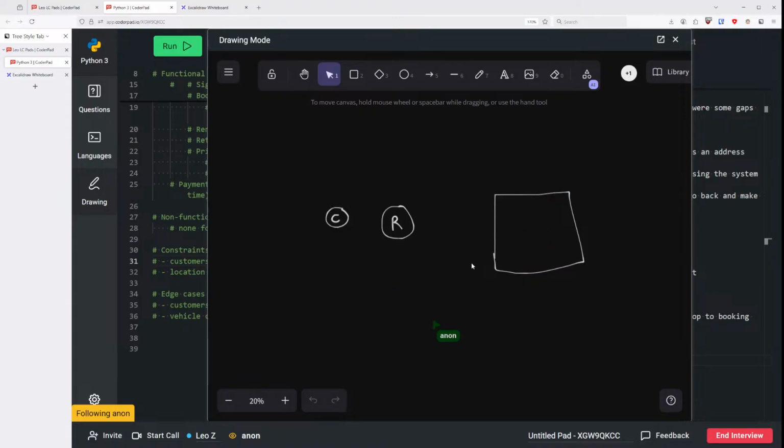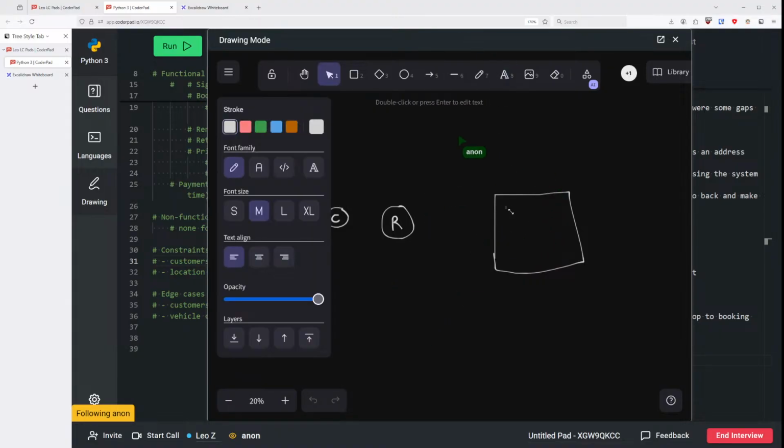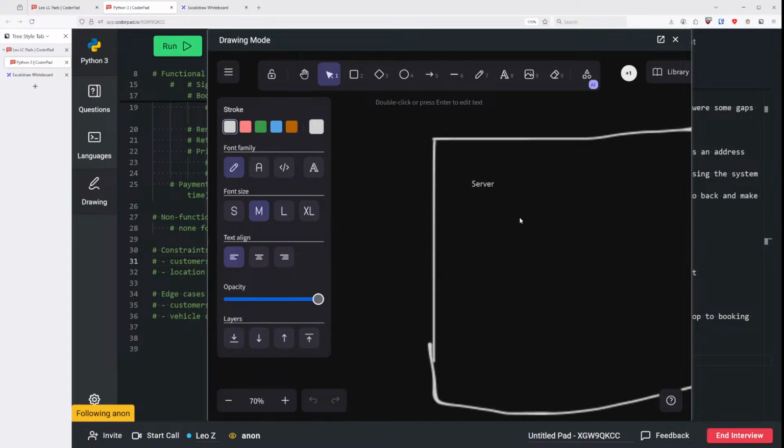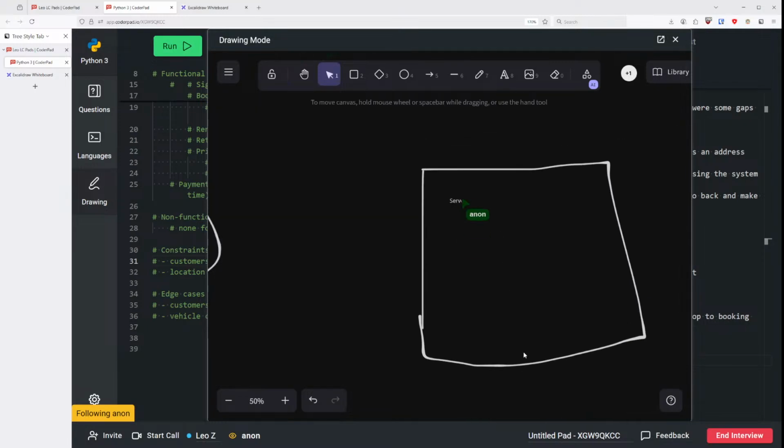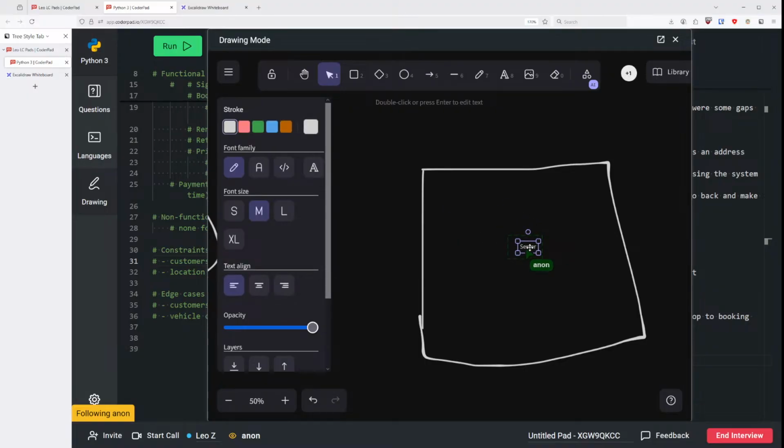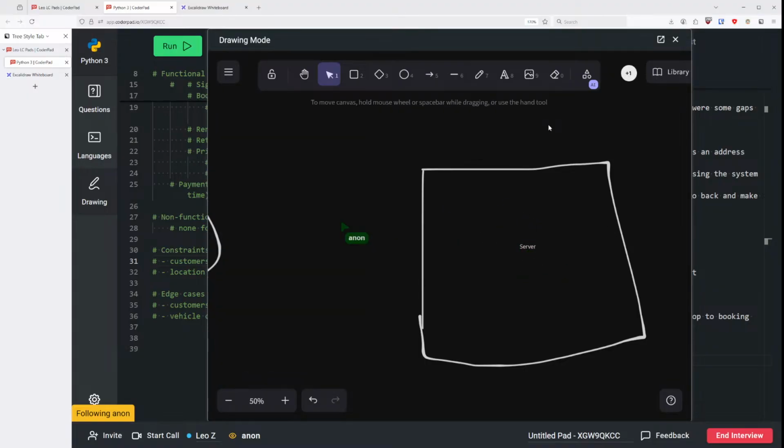Is there a text box option you can use? Which should be 8. Oh, okay, perfect. Server. Okay, thank you. Do I have to move it? No. Oh, thank you, thank you.